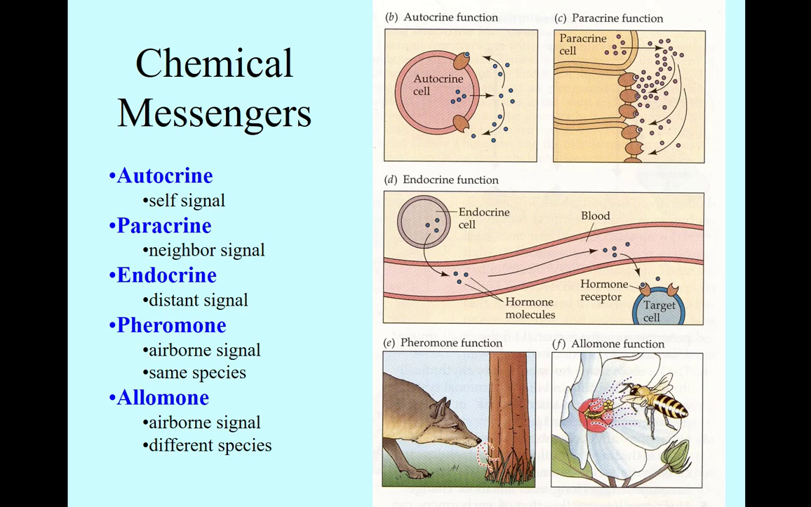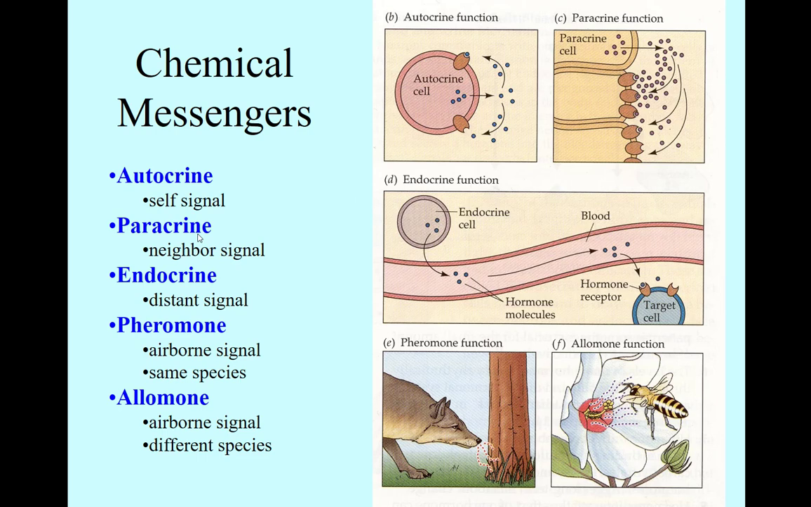The first is autocrine. As is shown up here, this cell releases a chemical and it feeds back and binds onto itself. That's called an autocrine chemical messenger. This can happen with some hormones. This can happen with some neurotransmitters.